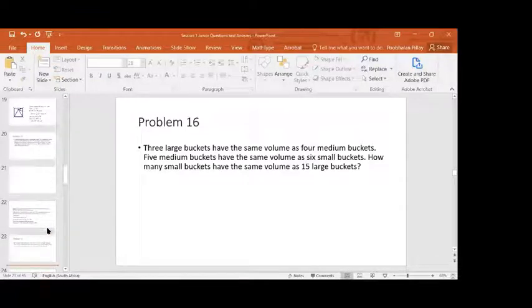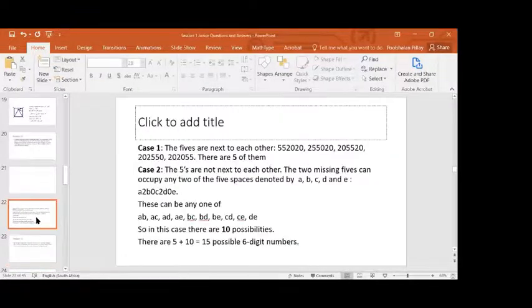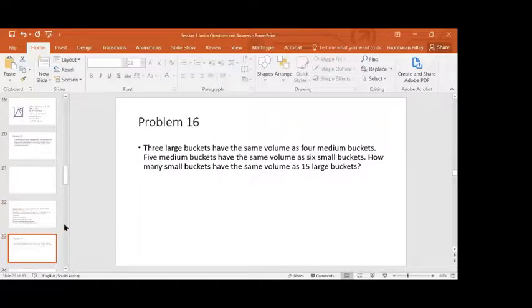Okay, are we doing problem 16? Yeah, okay, problem 16. 3 large buckets have the same volume as 4 medium buckets. 5 medium buckets have the same volume as 6 small buckets. The question is, how many small buckets have the same volume as 15 large buckets? Look, this is a very easy problem. I'm going to go through this very quickly.